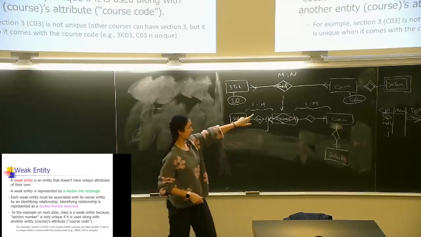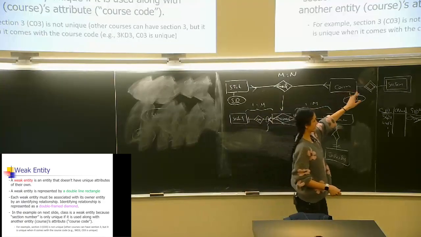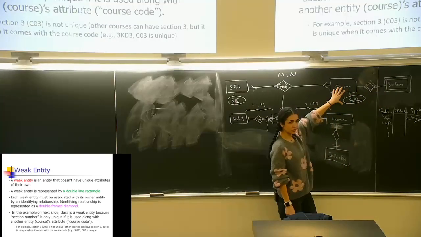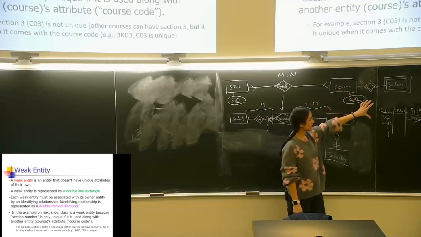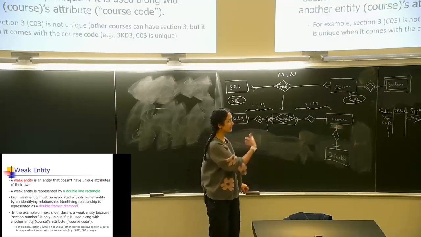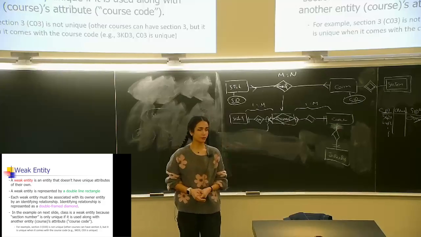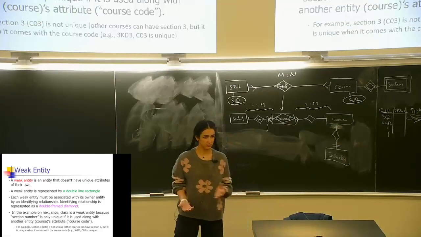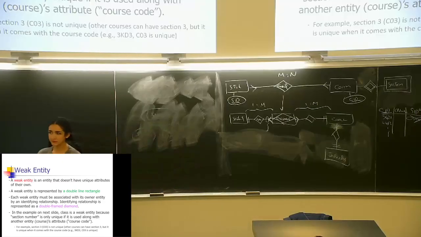Each weak entity has a parent. For example, in this case, section is a weak entity. Its parent is course, right? Because it doesn't have its own unique attributes, and it depends on the course for its existence. So if we don't have a course, then course sections do not exist. Is that clear? Do you have any questions? Okay.